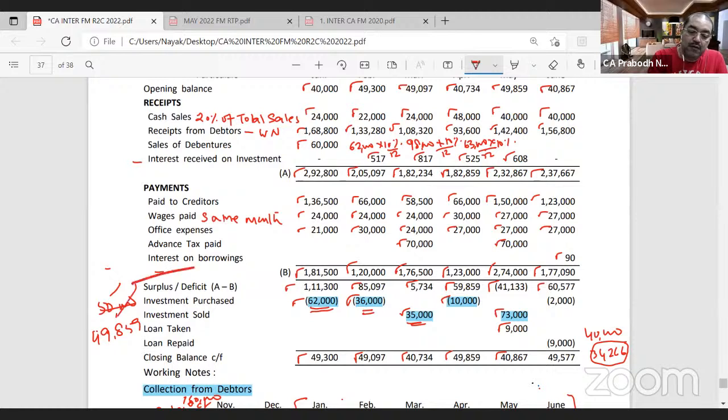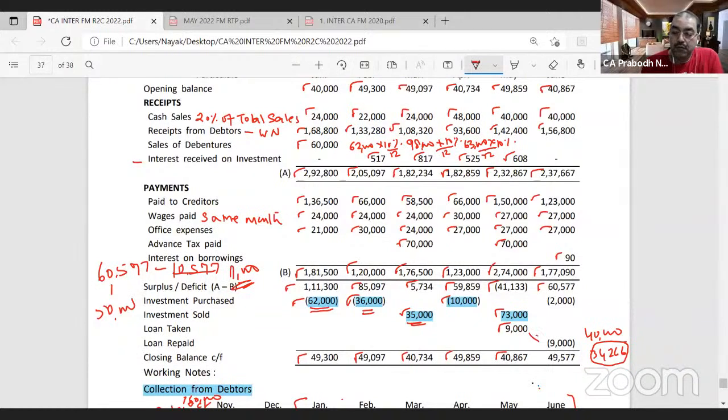60,577. Again, I do the same calculation. I have to maintain a maximum balance of 50,000. So I have 10,577. So I could invest 11,000, but what I will do? 11,000 I will utilize first to repay my loan. Okay, first I will repay this loan. So out of 11,000, 9,000 has gone for loan repayment. 2,000 I will invest in the outside securities. Total balance 49,000. This is the calculation.